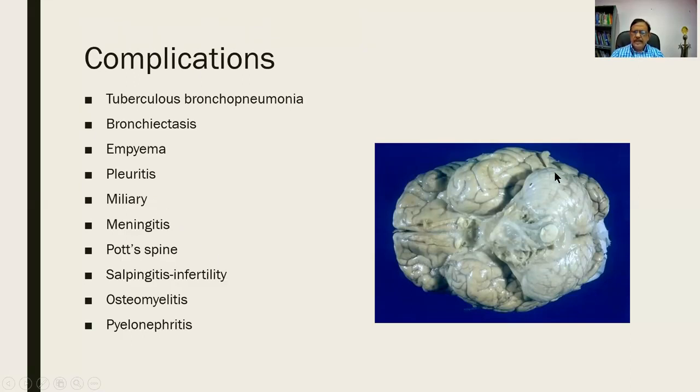That is what we are seeing here. It is a brain, and there is a basal matter that is covering it. And it is not transparent, it is opaque. That is because of the fibrinous exudate. So it usually affects the base of the brain. You can have a meningitis, Pott's spine, salpingitis, osteomyelitis, and pyelonephritis. These are the various complications of tuberculosis. Please have them in mind.